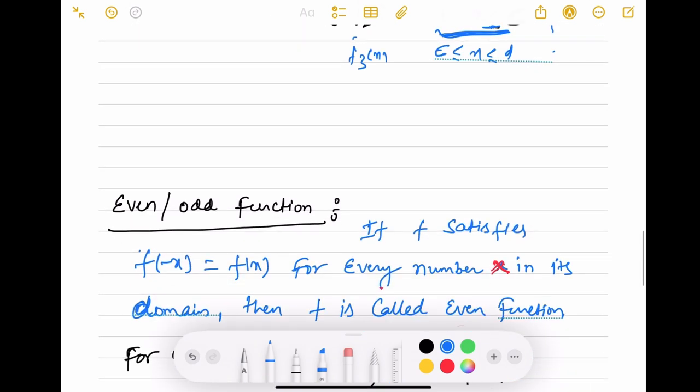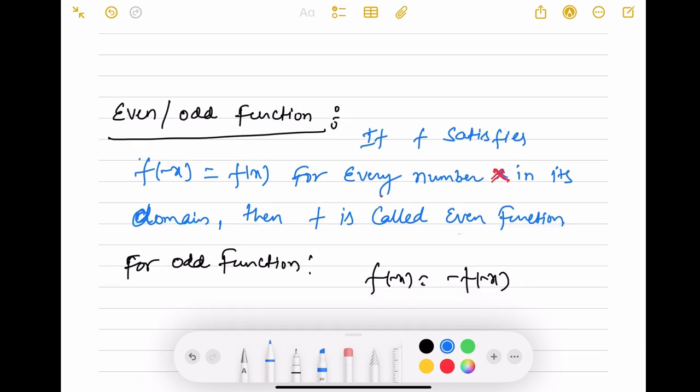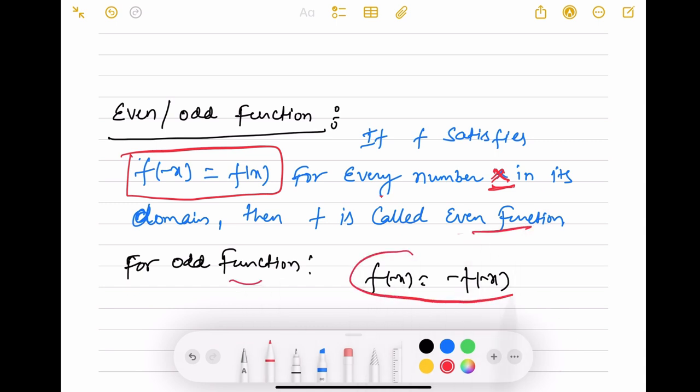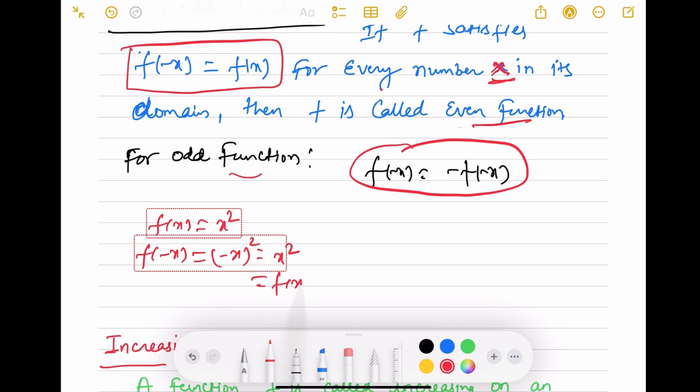Now coming to the definition of even and odd functions. If a function f satisfies the condition f(-x) = f(x) for every number x in its domain, then f is called an even function, and an odd function satisfies another condition. Now let us see some examples. Suppose f(x) = x^2. Replacing x by -x gives x^2, which equals f(x). So f(-x) = f(x), and it is an even function.